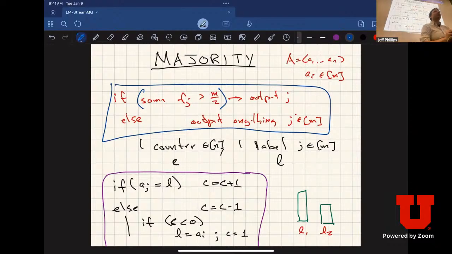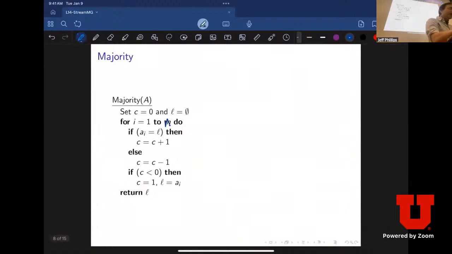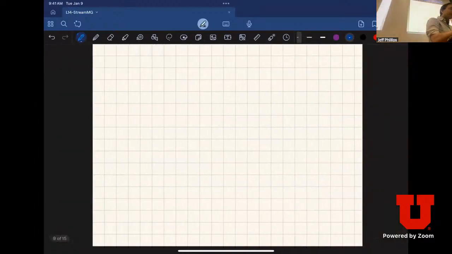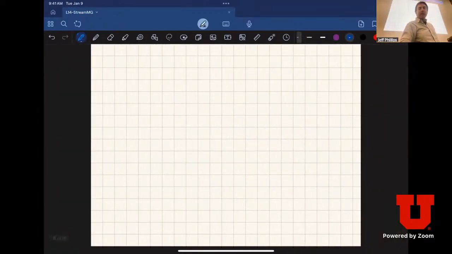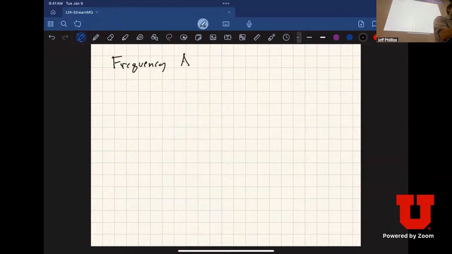Okay, good. So this was kind of a warm up. I wrote the algorithm out here in case you want to go through it. Now I want to go back to this frequency approximation problem.